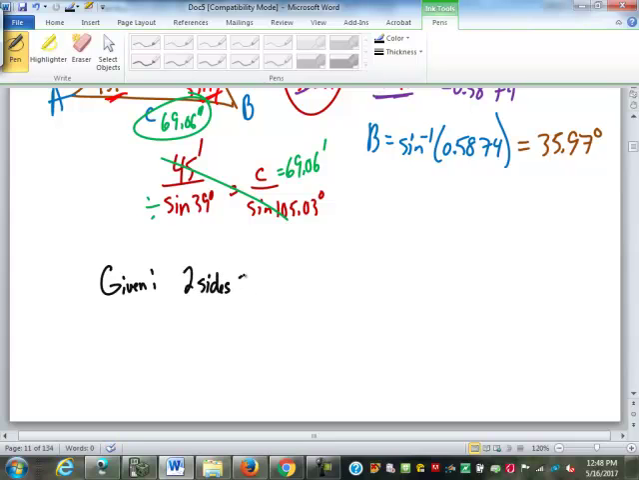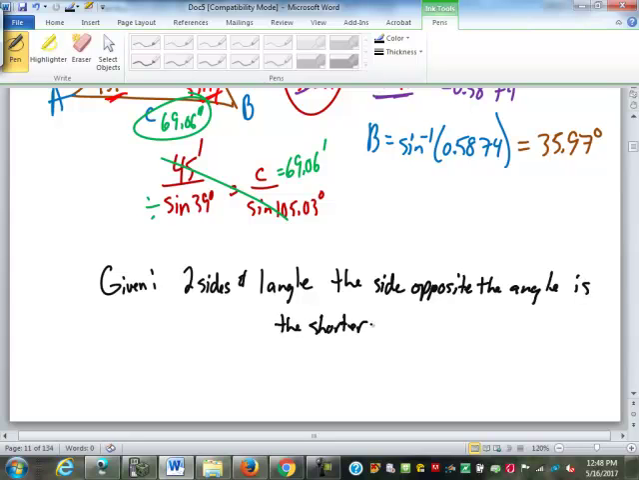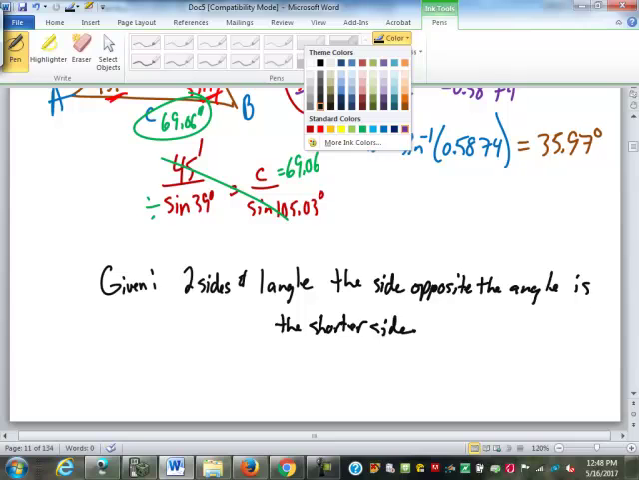Our next case, we're going to be given two sides and one angle. The side opposite the angle is the shorter side. What do I mean by that? Well, I'm going to give you the information here in a little bit different manner than what we have been.